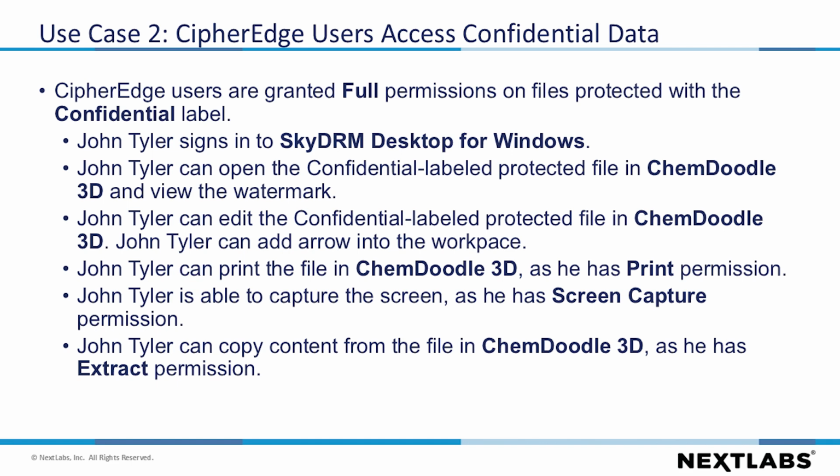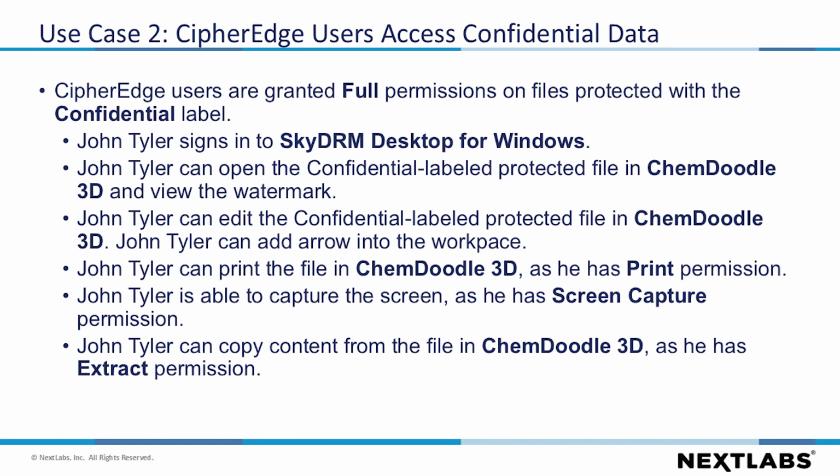UC2, CipherEdge users access confidential data. CipherEdge users are granted full permissions on files protected with the confidential label. John Tyler signs into SkyDRM desktop for Windows. John Tyler can open the confidential labeled protected file in ChemDoodle 3D and view the watermark. John Tyler can edit the confidential labeled protected file in ChemDoodle 3D.